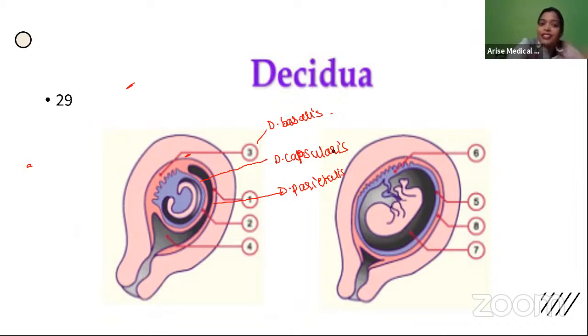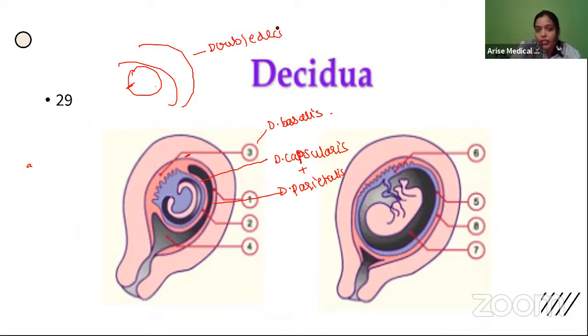And if this same image is present on USG, what is that appearance called? On USG, decidua capsularis and decidua parietalis form two rings around the gestational sac, which we call the double decidual sign. I have the picture coming up also, as double decidual sign was asked as an image-based question. So I'll show you at the end after all these images. Just remind me, okay?